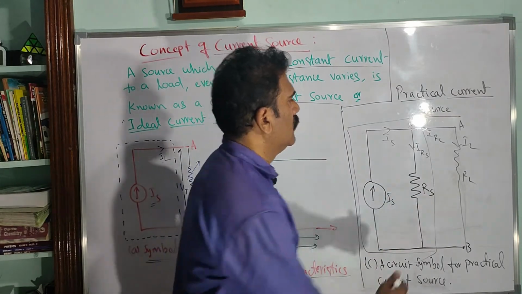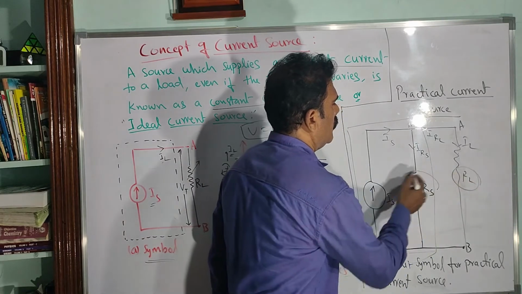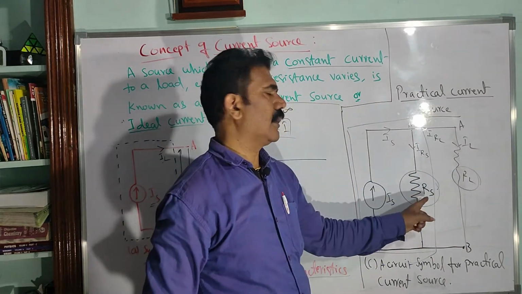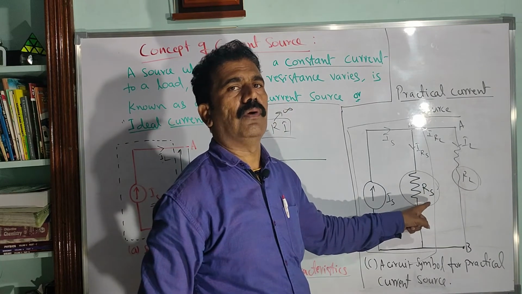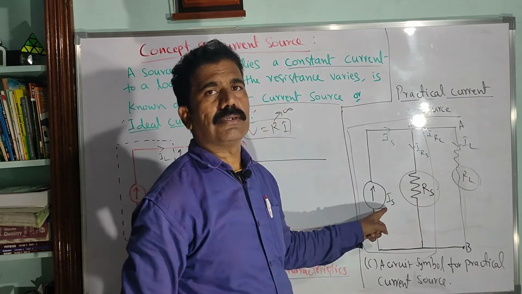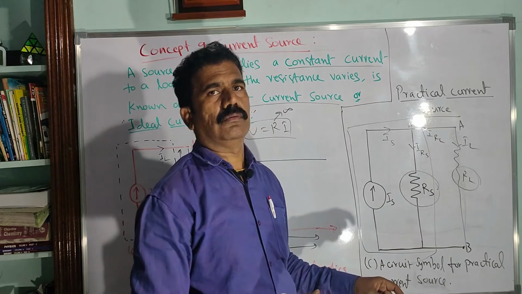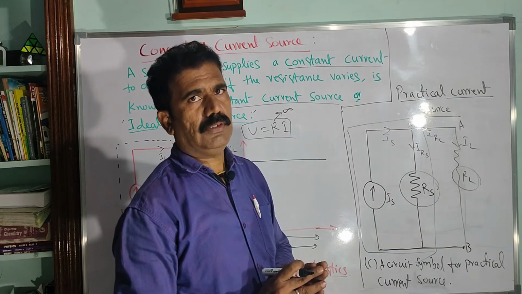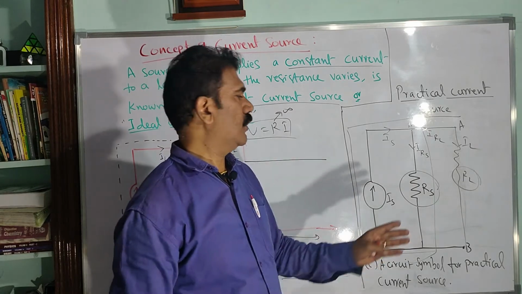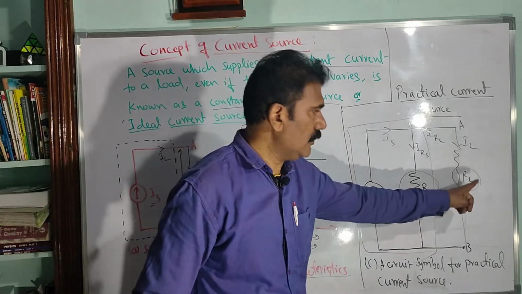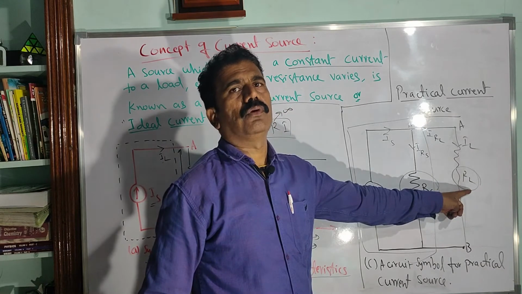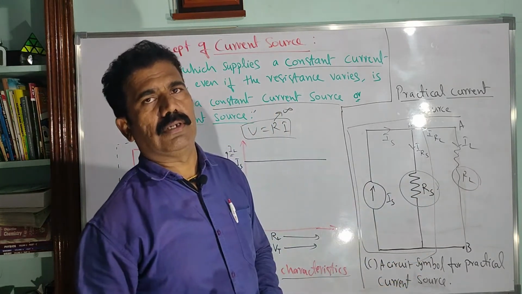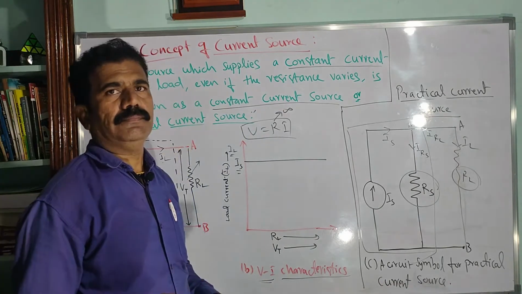What is the dependence of the source current on both the resistors? Should the RS value, the internal resistance connected in parallel to the current source, be high or low to get a good current source? Clear? To get a good current source, what should be the value of RS compared to the load resistance? So we need to derive the equation for that. Now let us see that part.